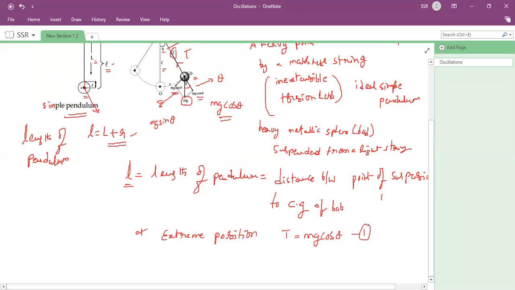Next, you can see mg sin theta, another force. This mg sin theta force acts towards the mean position. That is the restoring force. So the restoring force is equal to mg sin theta.